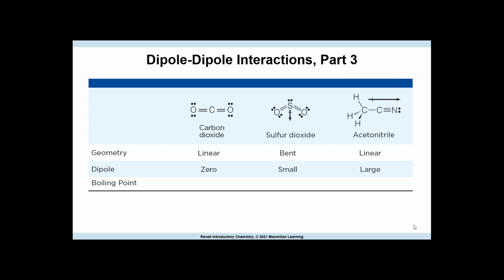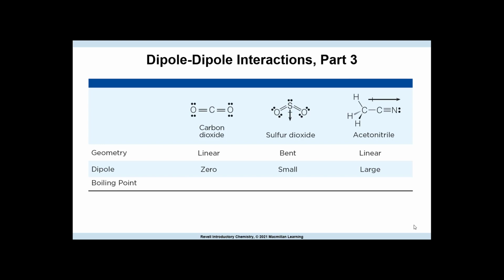Carbon dioxide transitions to a gas at negative 79 degrees. So the gases that we know as gases were actually solids, but in order to see them as solids, you have to get really into the negative temperatures. So when we see them, they've already melted. Sulfur dioxide boils at negative 10 degrees Celsius, and acetonitrile boils at 82 degrees Celsius.